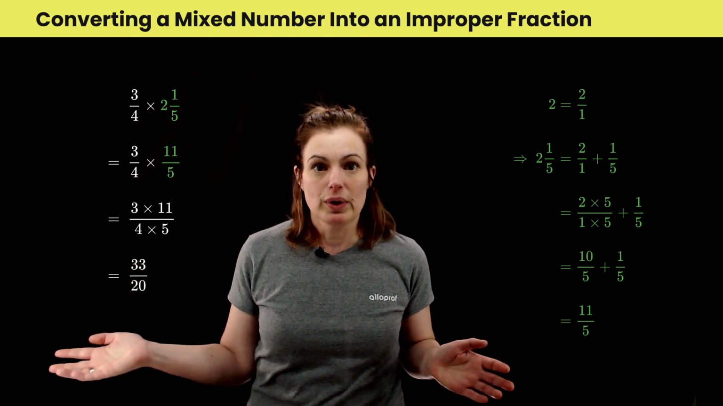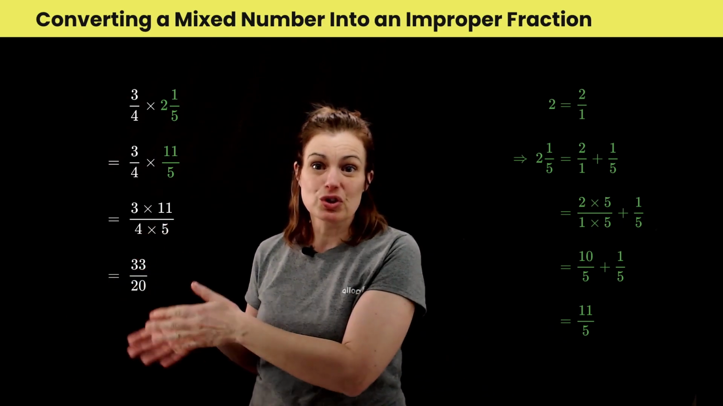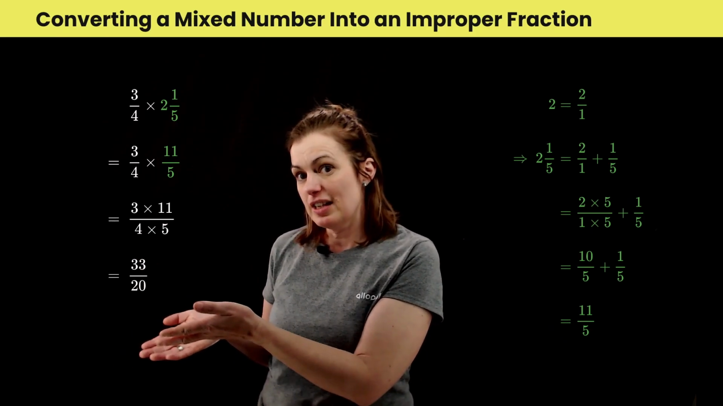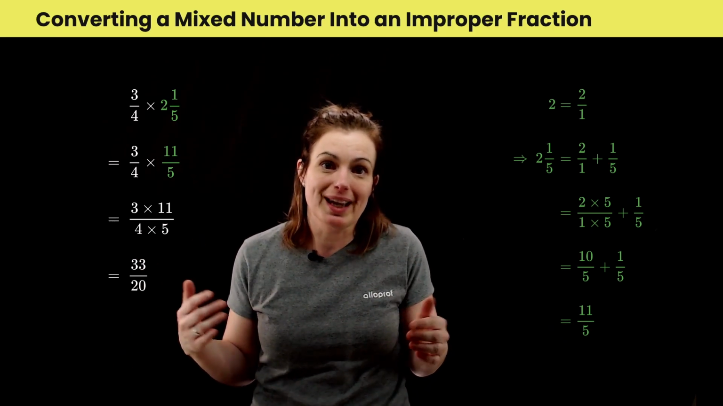And we, of course, cannot reduce this, which you always want to check for, all right? And in this case, we can't reduce it. So it's going to stay 33 over 20 because it's the lowest we can get.